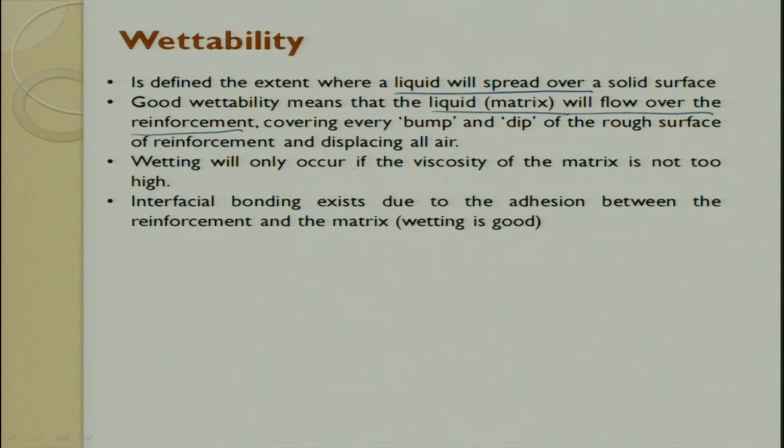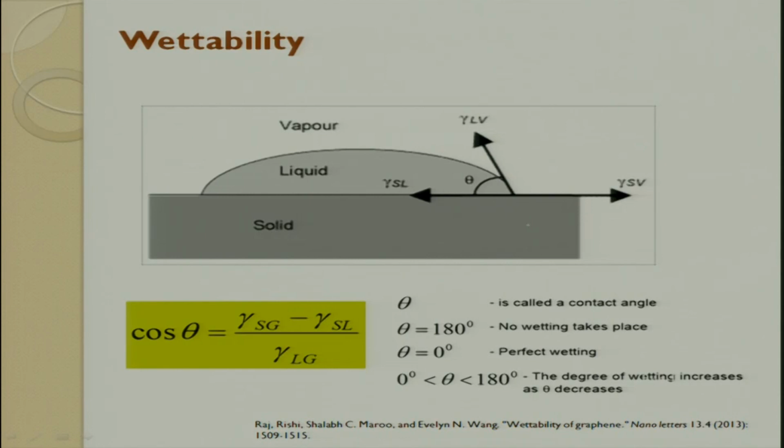The wetting will also be affected if the viscosity of the matrix is too high. The interfacial bond exists due to adhesion between the reinforcement and the matrix, which means the wetting is good between the reinforcement and the ceramic matrix. We have already seen it in the metal matrix, so the same figure we are repeating here for ceramic matrix also. You have a vapor state, a liquid state, and a solid state. This line talks about the interface between solid and liquid, and an interface between liquid and vapor, and this is an angle which is made.